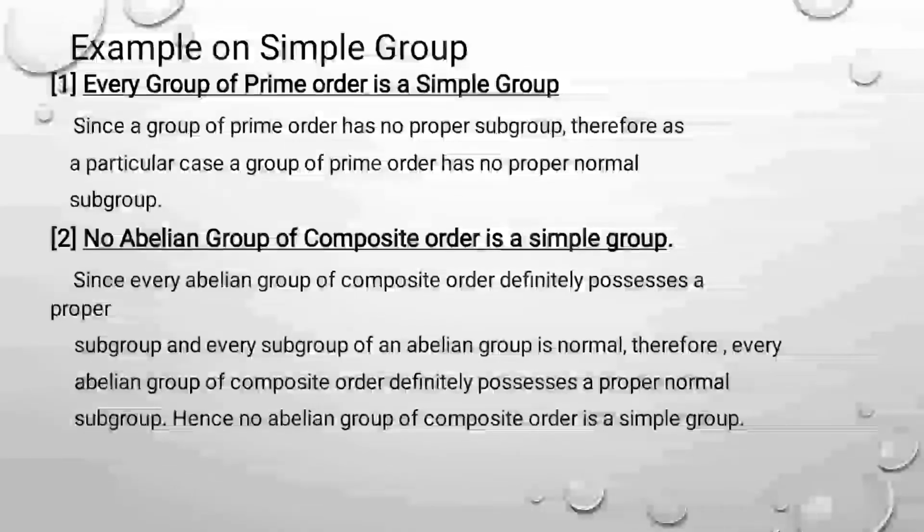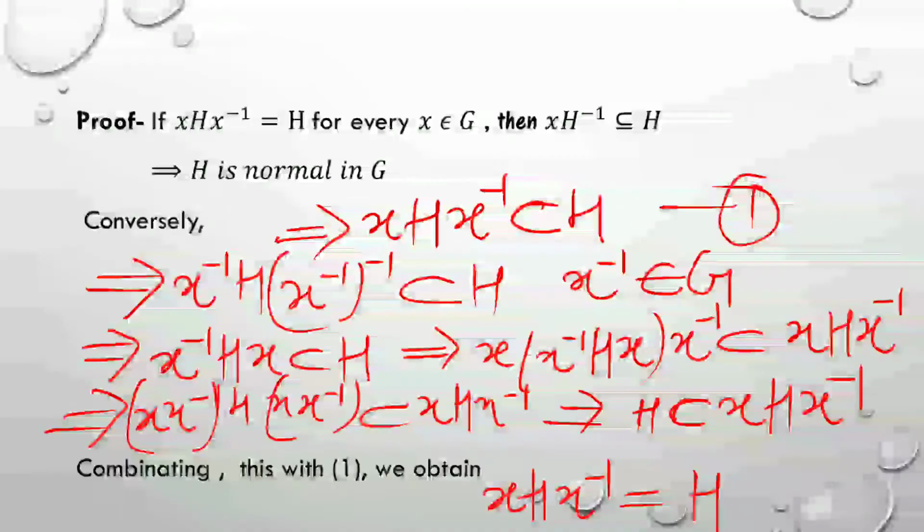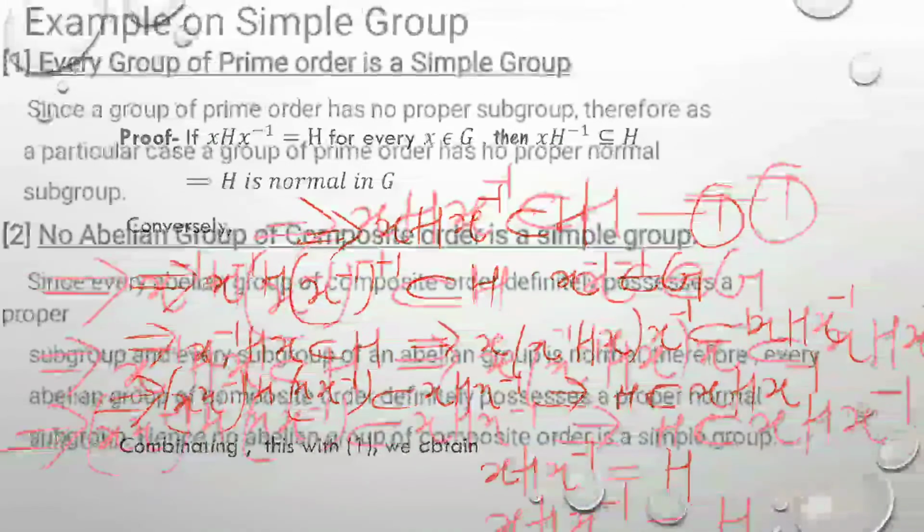Examples on simple group. The first example is every group of prime order is a simple group. And the second example is no abelian group of composite order is a simple group. How is the first example? Since a group of prime order has no proper subgroup, therefore it is a particular case of a group with no proper normal subgroup. And the second, you can pause the video and read it. This is already written.